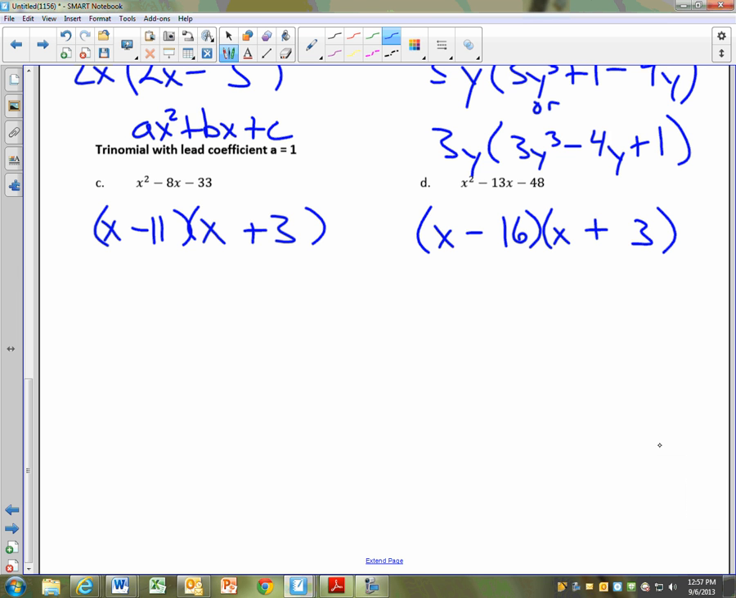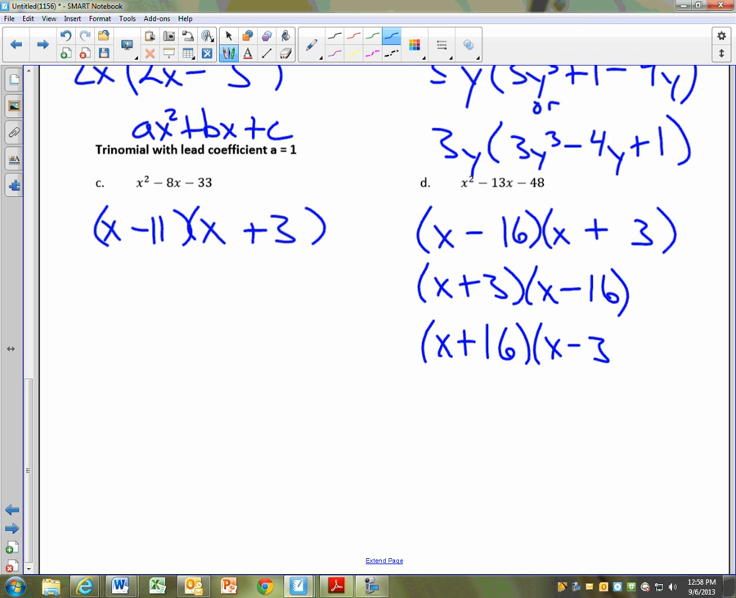Should have x minus 16, x plus 3. Could you also have x plus 3 times x minus 16? Yes, because multiplication is commutative. Could you have x plus 16 times x minus 3? No, because that would give you a positive 13x in the middle. Question?